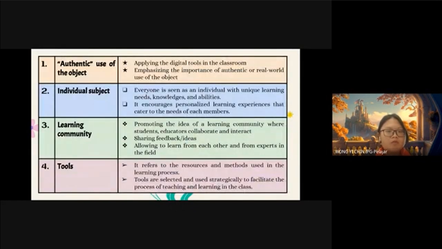So there are 4 aspects that can see in the framework. The first one is authentic use of the object. So in education, an object often refers to the subject matter or a content being taught. So the theoretical learning approach emphasizes the importance of authentic or real-world use of the object.